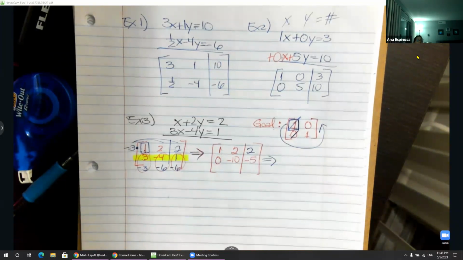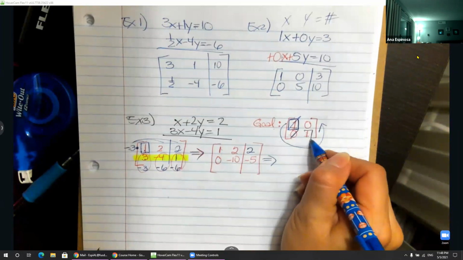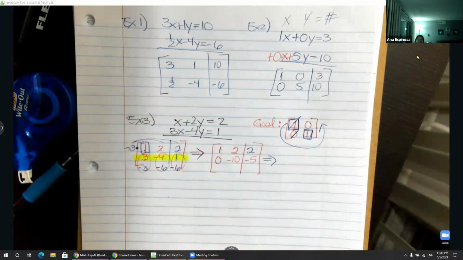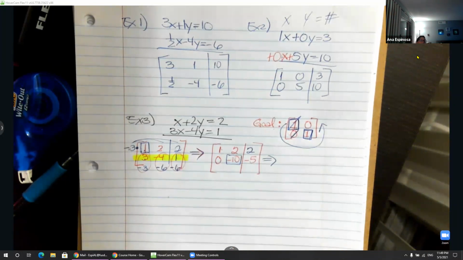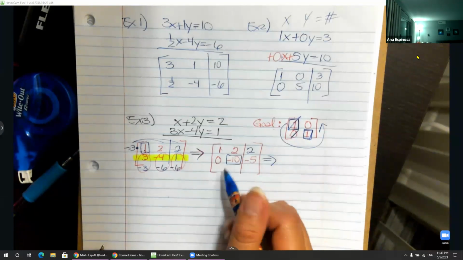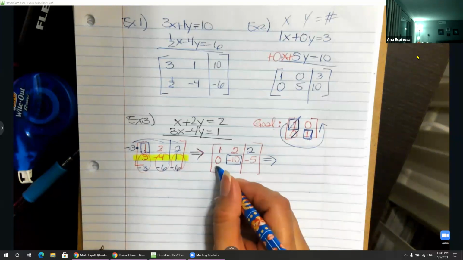Okay. The next one is to get this 1. And like I said, 1s are the easiest ones to get. So I need to get this to be a 1. You would just divide by that number. That's easy. You just divide by whatever number that is. Divide or multiply by the reciprocal, it doesn't matter. Okay. So I'm going to divide. Let's divide everything through by a negative 10.